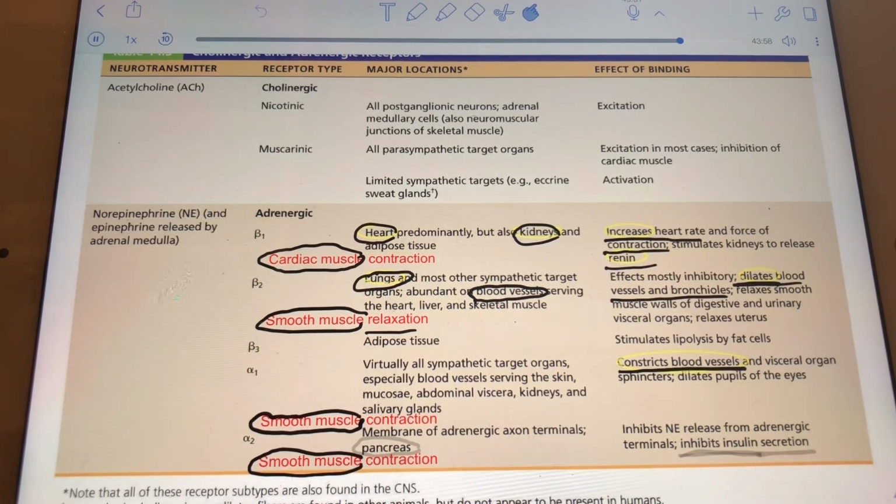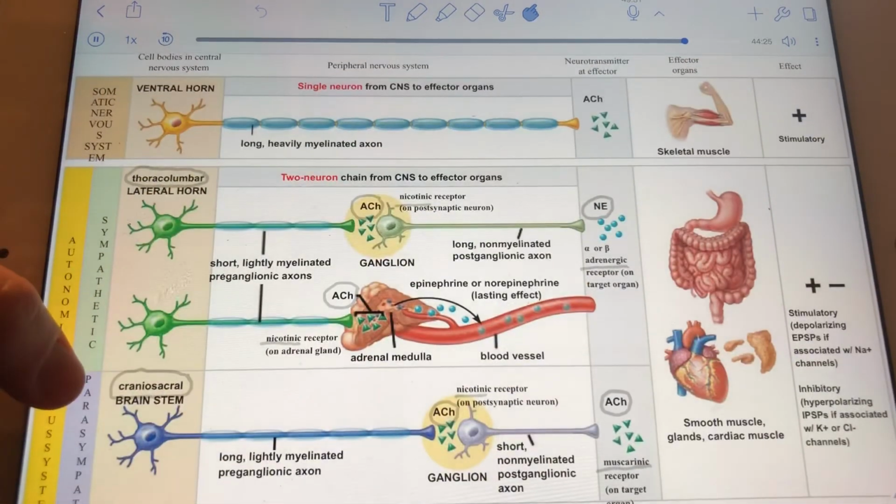And then when norepinephrine binds to an alpha 2 receptor, that triggers smooth muscle contraction as well, okay? And it is especially important in the inhibition of insulin secretion. And if you look at one of the locales being the pancreas, then that might make sense. Okay? So let's take this information and go to slide 31.